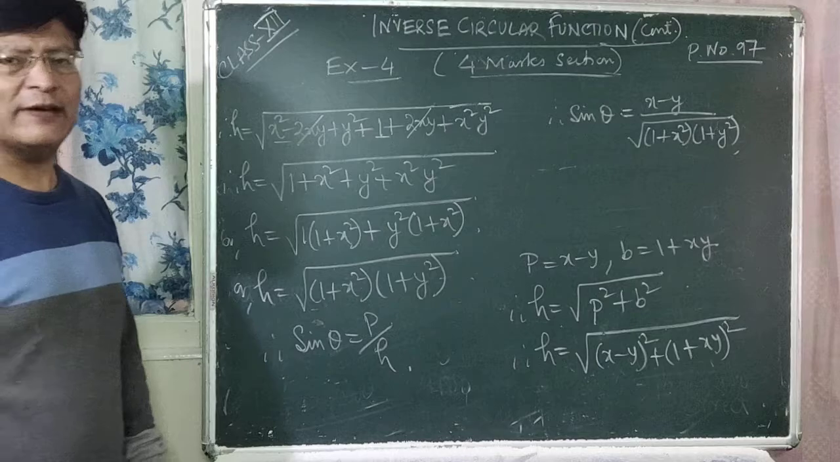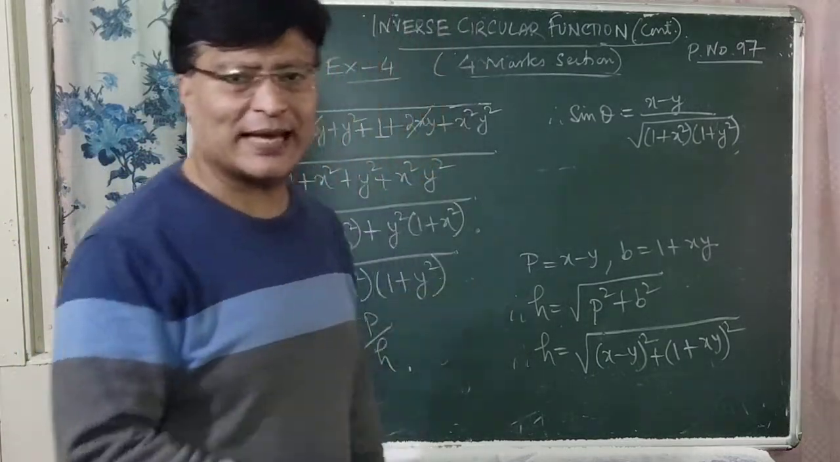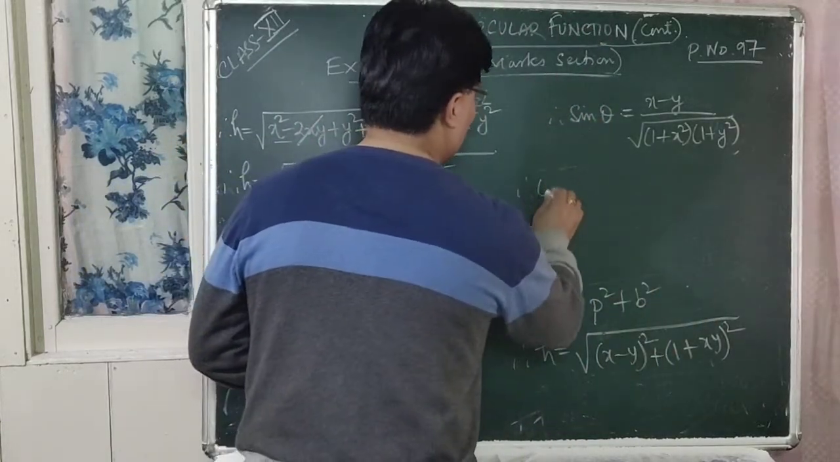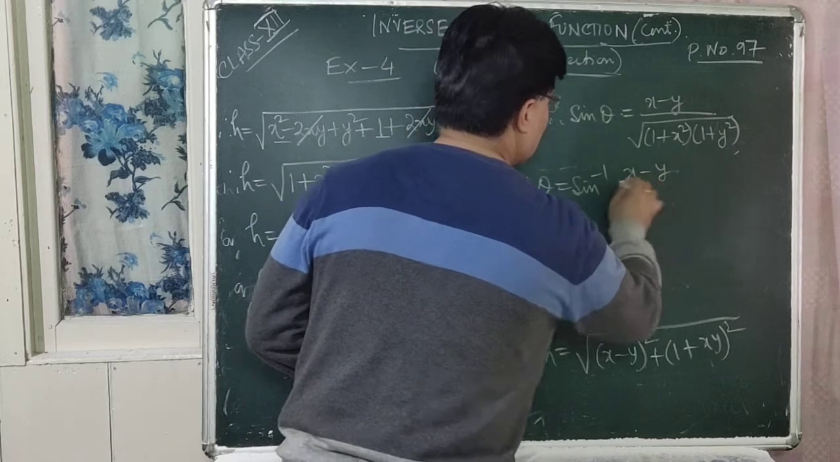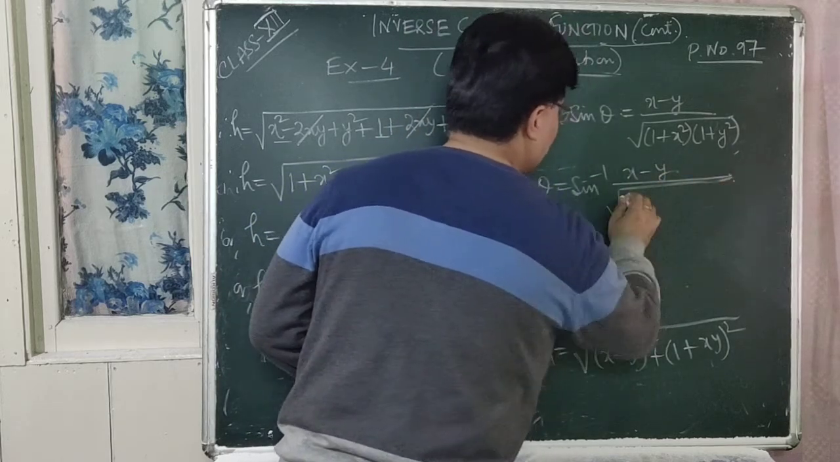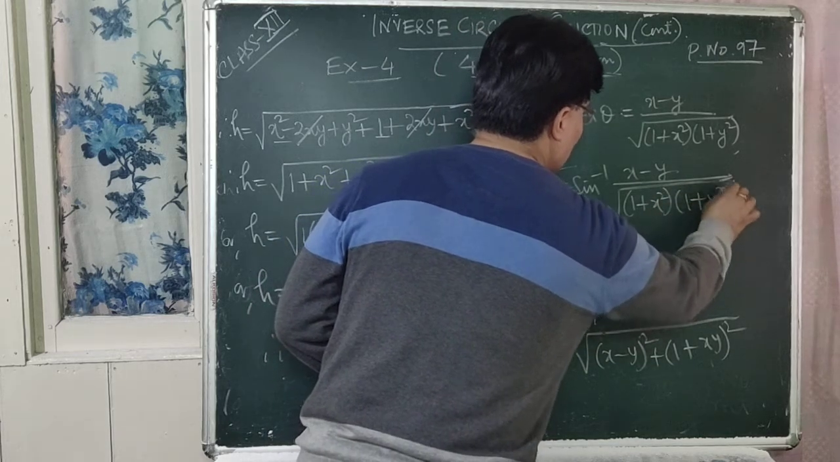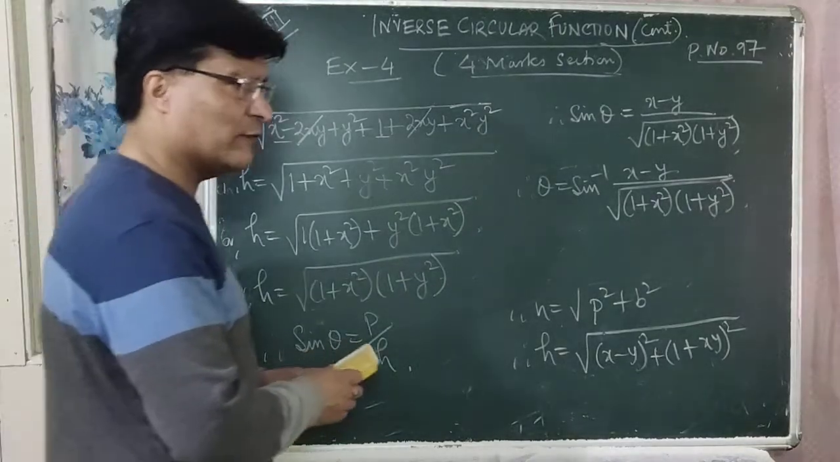Now let us get the value for theta. That means you have to take sine to the right hand side, isn't it? So theta is equal to, what is theta now? Therefore theta is equal to sine inverse of x minus y divided by root under (1 plus x square) into (1 plus y square). Is that clear to all of you? So we have got the value for theta.